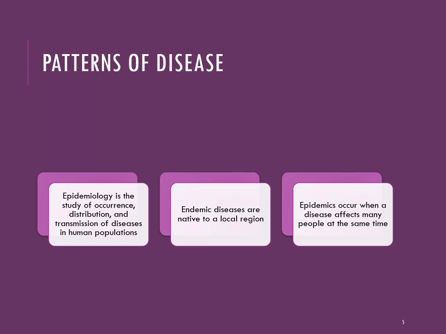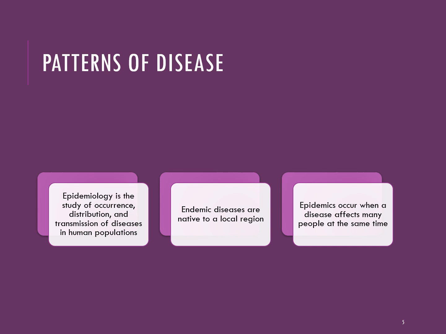So epidemiology is the study of the occurrence, distribution, and transmission of diseases in humans. Epidemiologists are physicians or scientists, and they study the patterns of disease occurrence. There are 3 different types of occurrences associated with patterns of disease, which are endemic, epidemic, and pandemic.